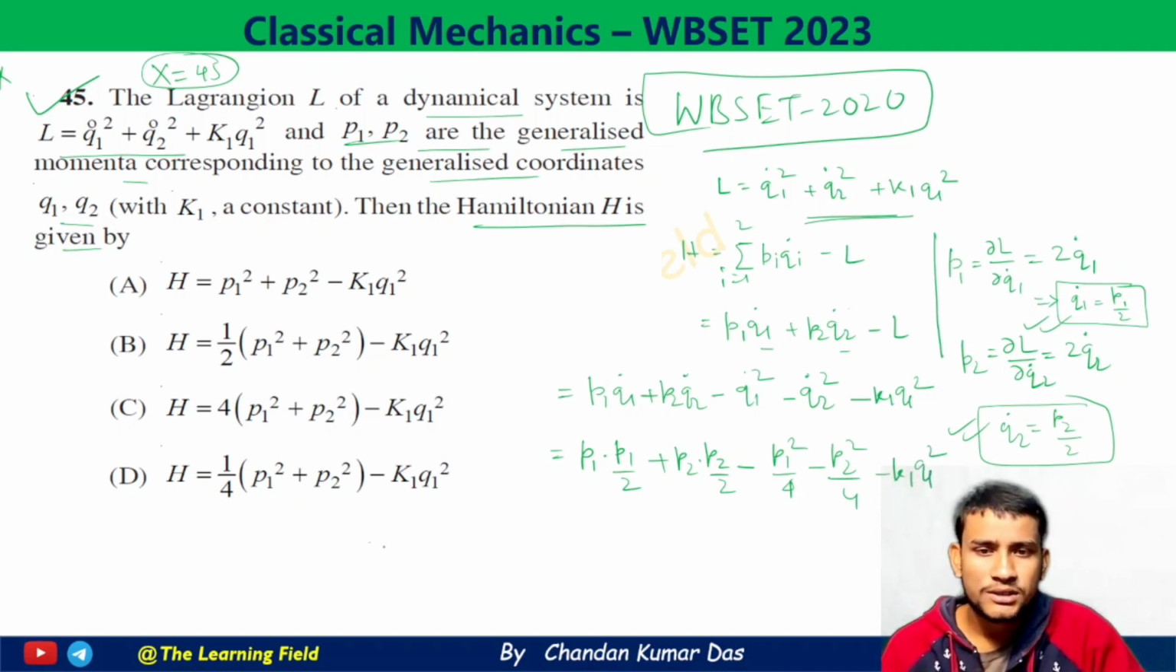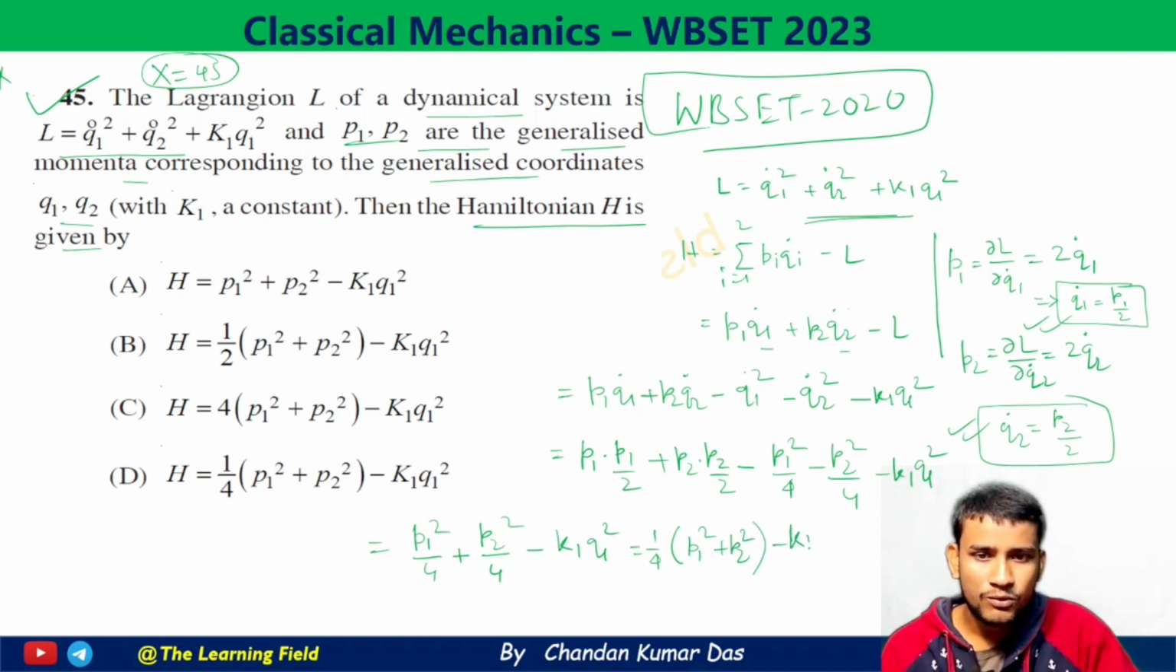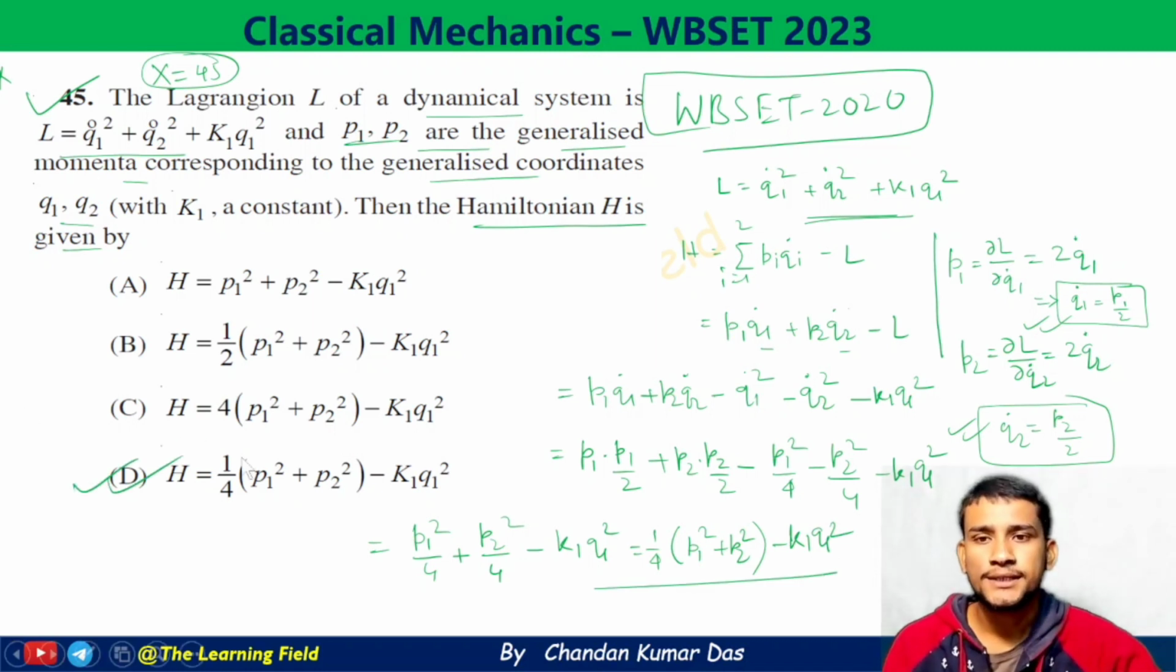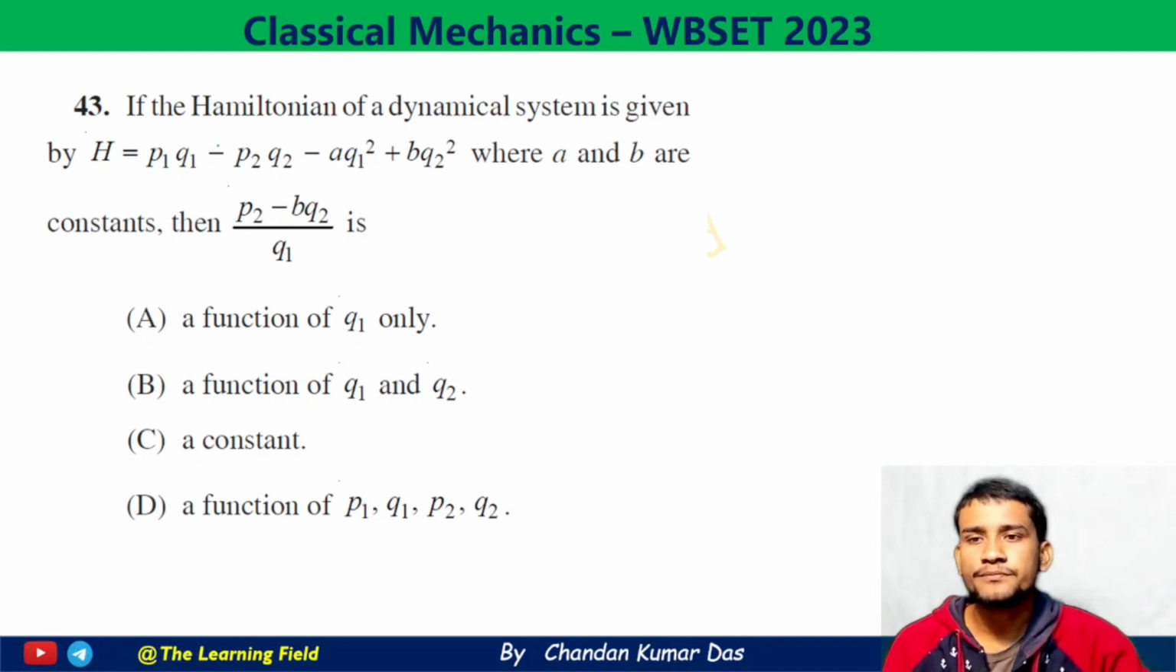So this is equal to p1 square by 2 minus p1 square by 4, that means p1 square by 4 plus p2 square by 4 minus q1 square. So this is equal to 1 by 4 into p1 square plus p2 square, minus q1 square. So this is the answer, and option D is clearly correct here. Okay, now go to the next question.